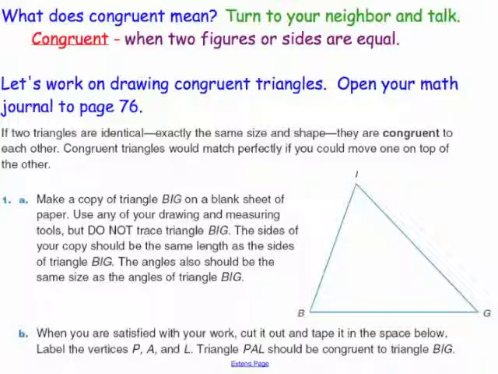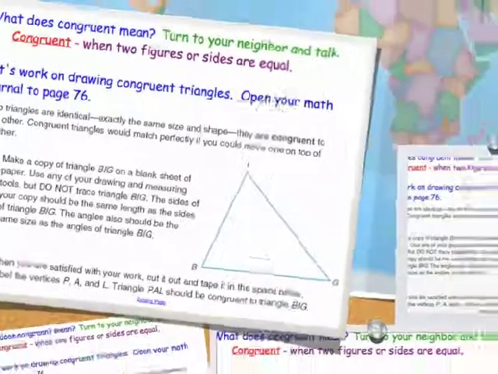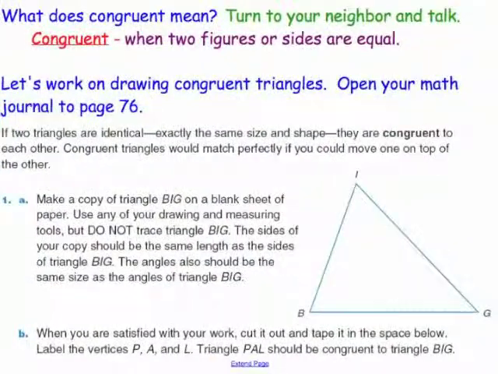The sides of your copy should be the same length as the sides of the triangle big. The angles should also be the same size as the angles of triangle big. When you are satisfied with your work, cut it out and tape it in the space below. Label the vertices P, A, and L. Triangle PAL should be congruent to triangle big. If you get stuck, you're welcome to come back, but pause it now.